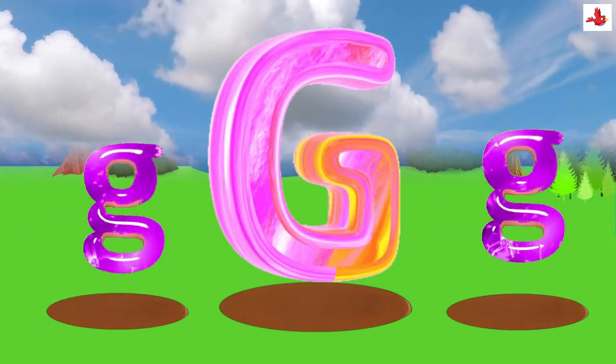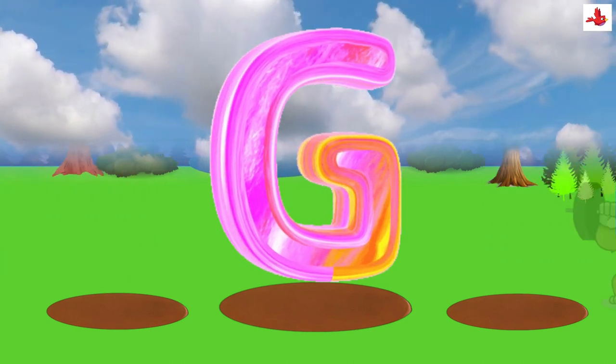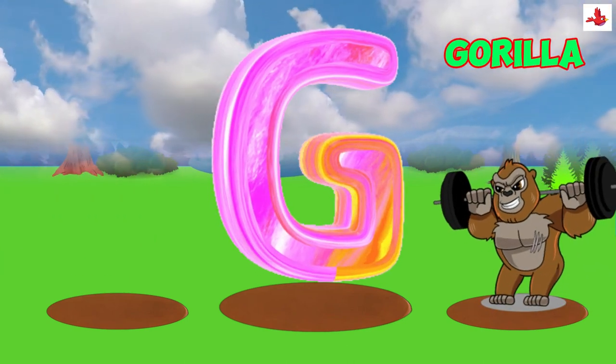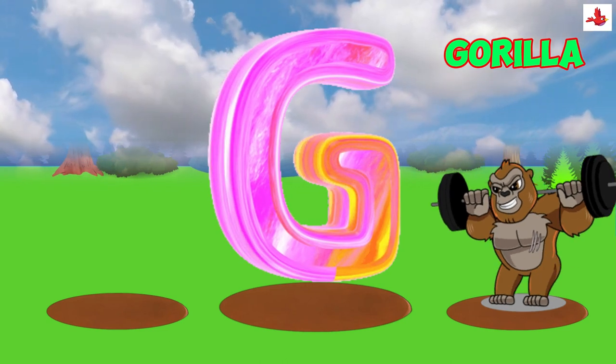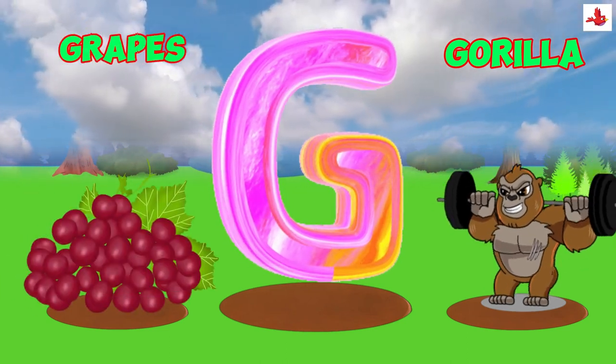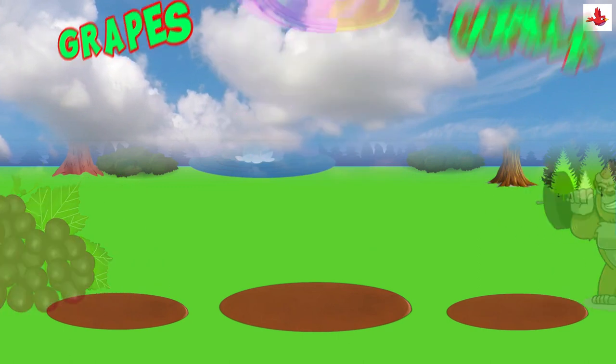G. This is the letter G. G is for gorilla. G, G, gorilla. G is for grapes. G, G, grapes.